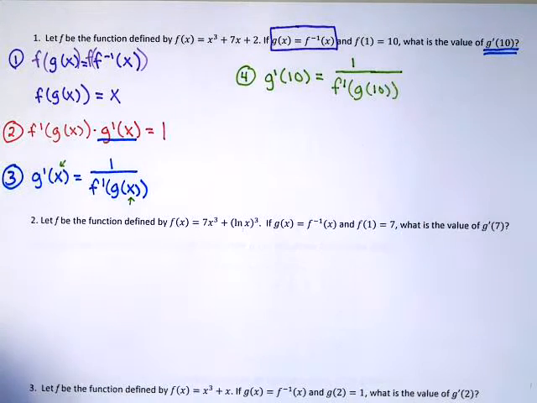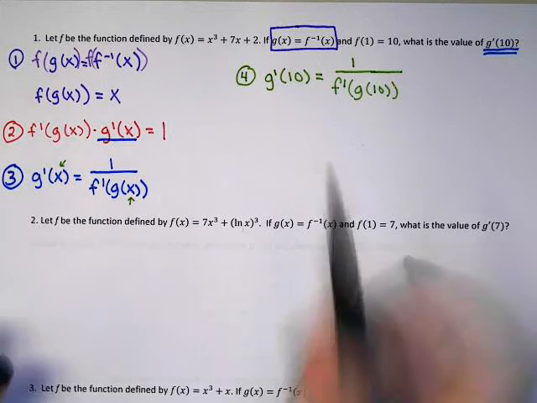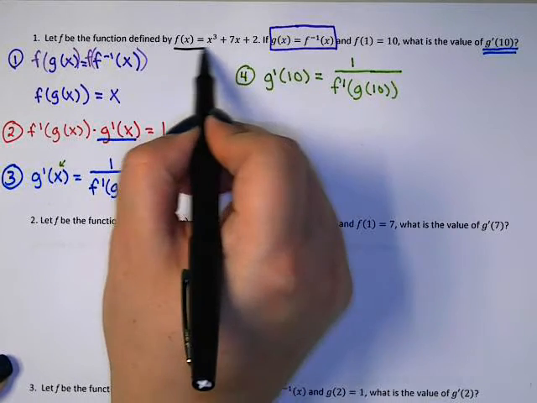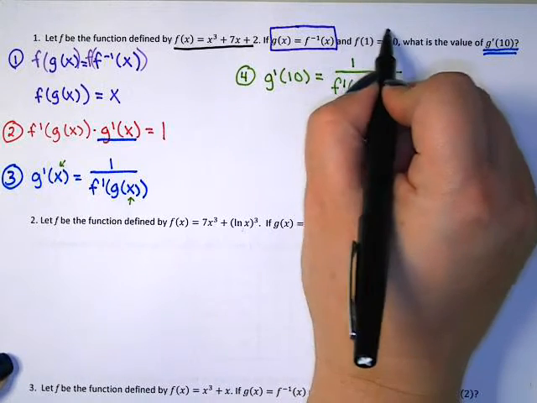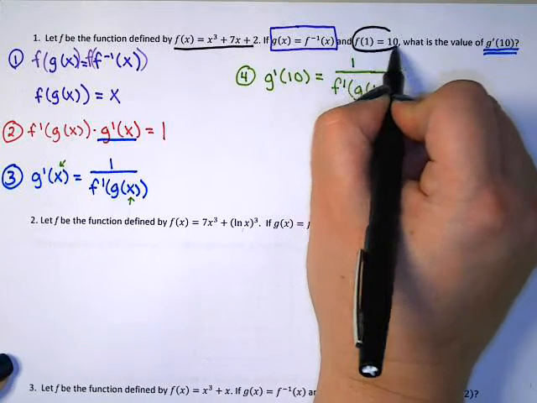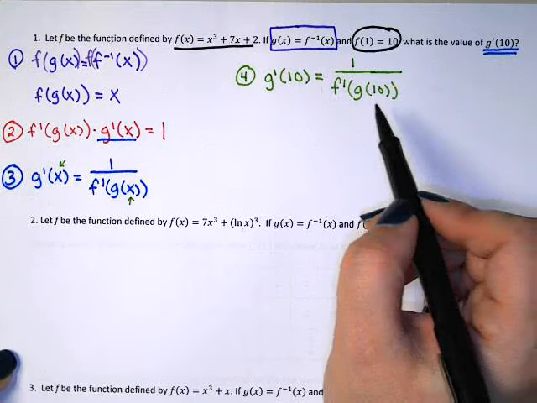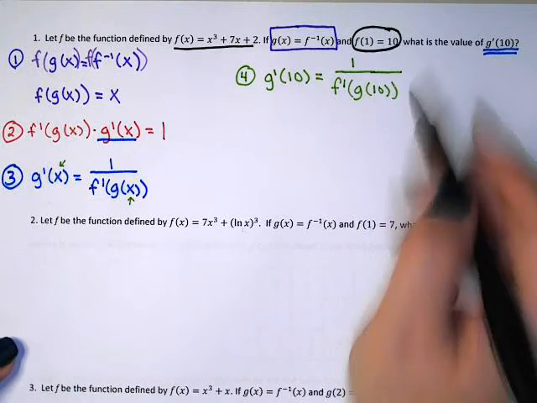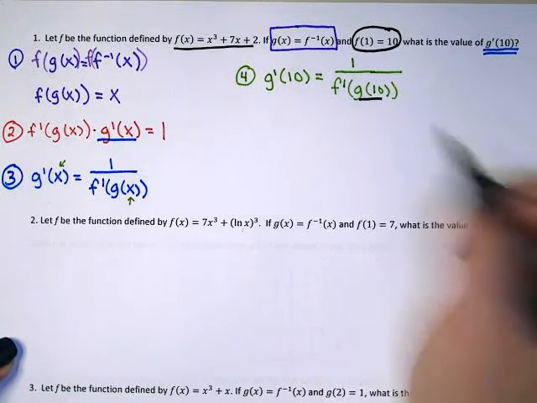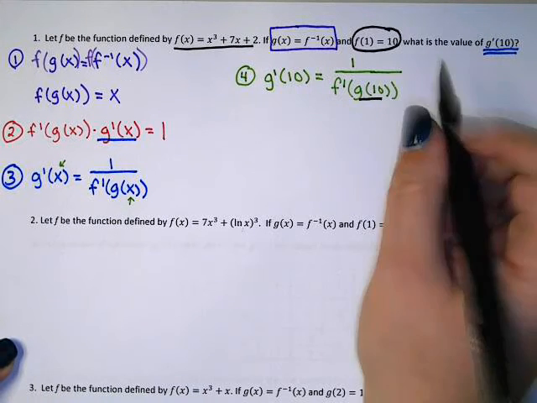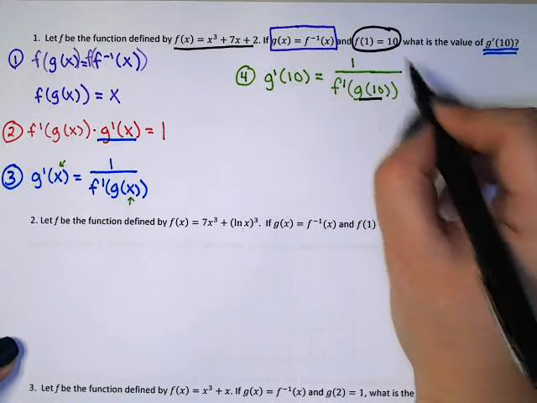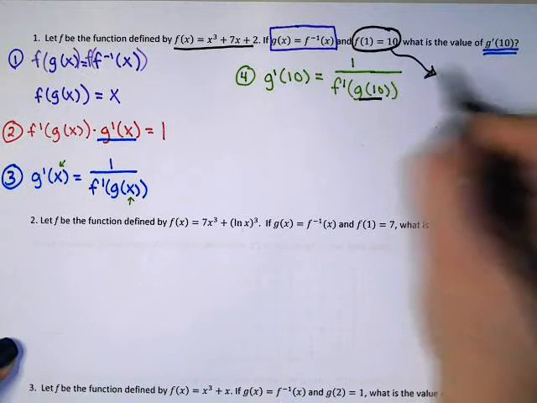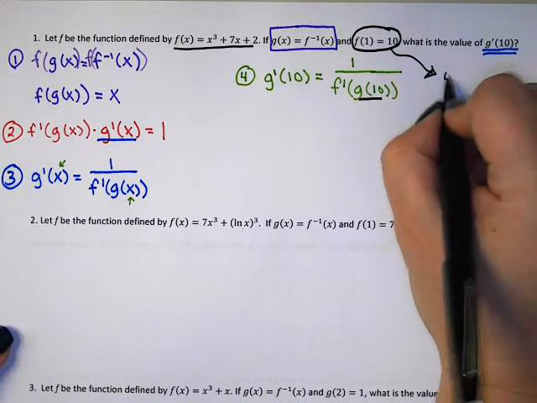And now we need to think about how to actually go about simplifying this. So we know this original function f of x, and we also know this original point f of 1 equals 10. In order to simplify what it is we're looking for here, we need to know what is g of 10. Well, g is our inverse function, and this point f of 1 equals 10 is actually part of our original function f.